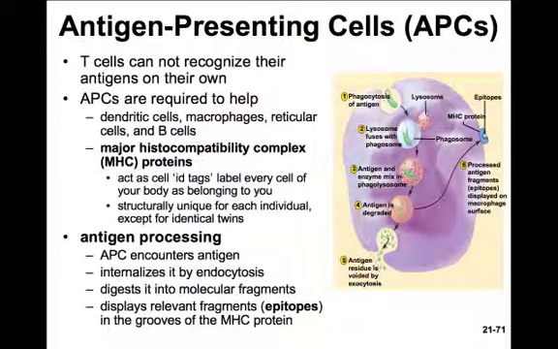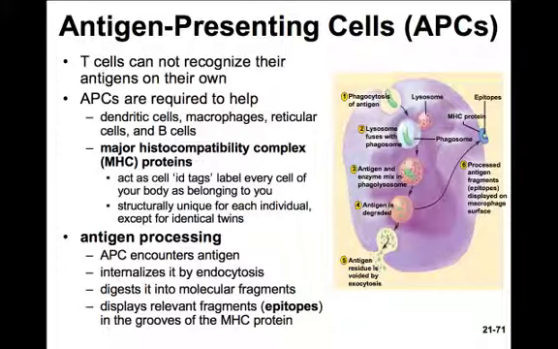The antigen-presenting cell function hinges on a family of proteins called major histocompatibility complex proteins, or MHC proteins. These MHC proteins act as cell ID tags, and they label every single cell in your body as belonging to you. The structure of these proteins is unique to every individual except for identical twins.